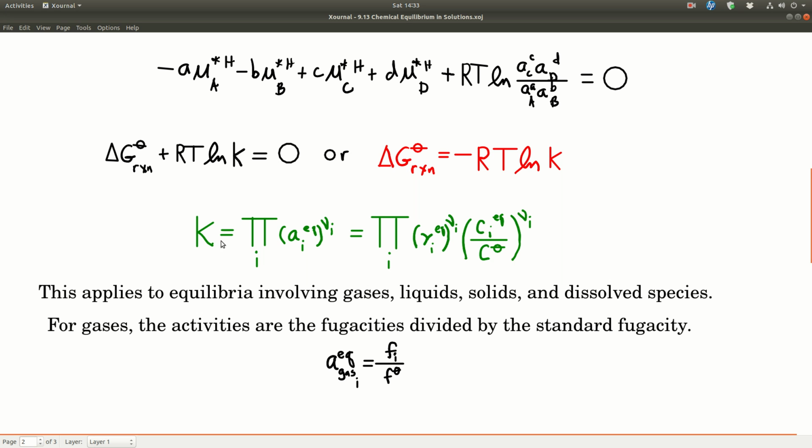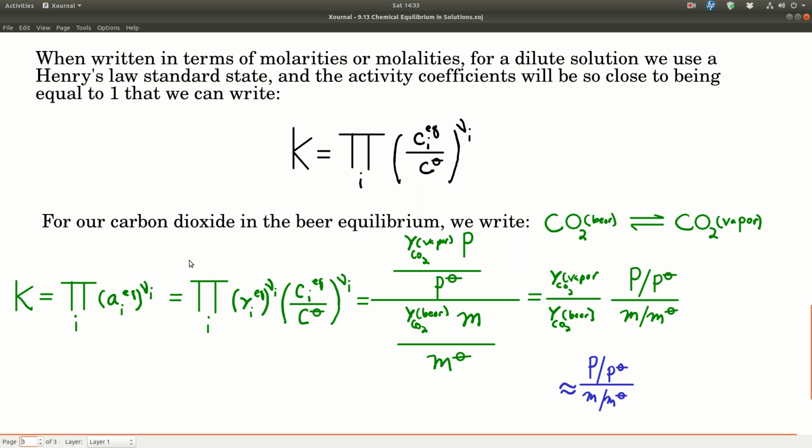So this generic equation applies to gases, liquids, solids, dissolved species. If this is a gas, by the way, the activities are the fugacities divided by the fugacity of one atmosphere, or 1 bar, excuse me. We could also write this in terms of molarities or molalities, typical units of concentration.